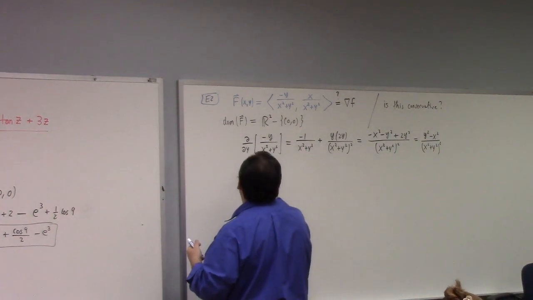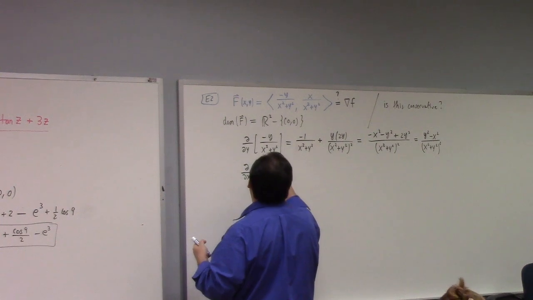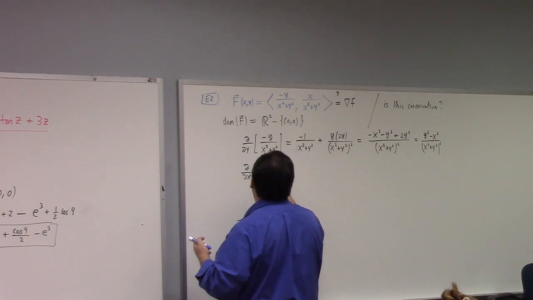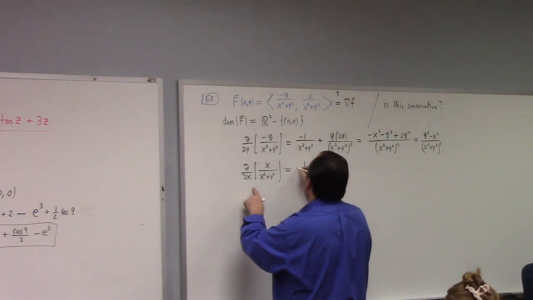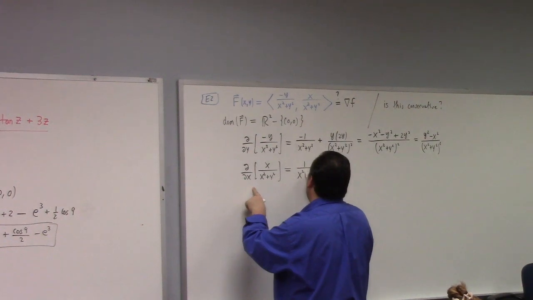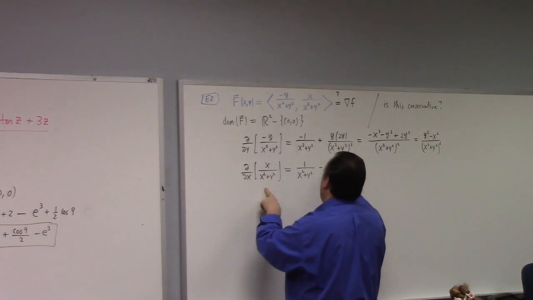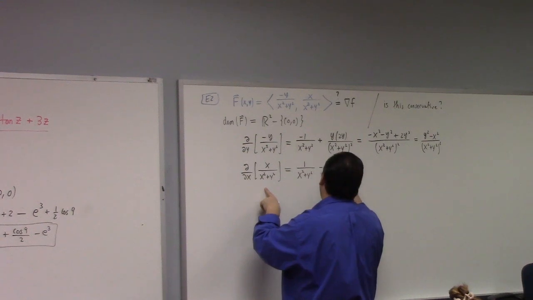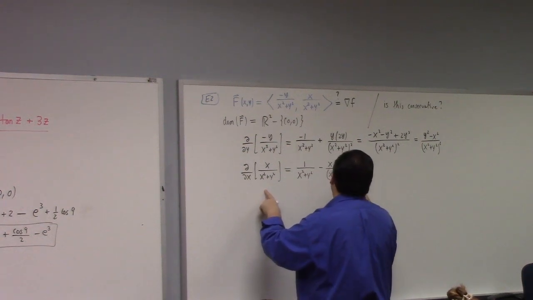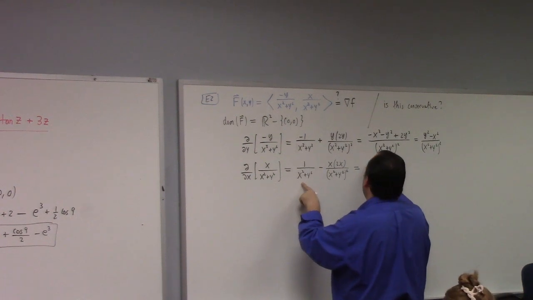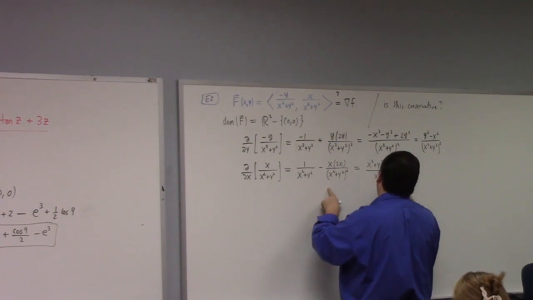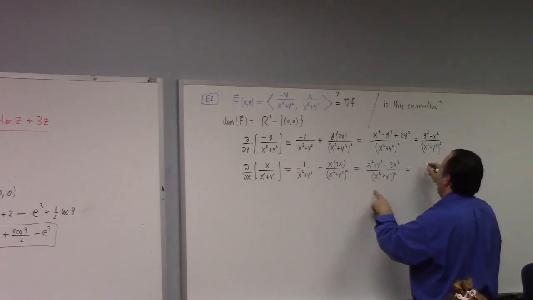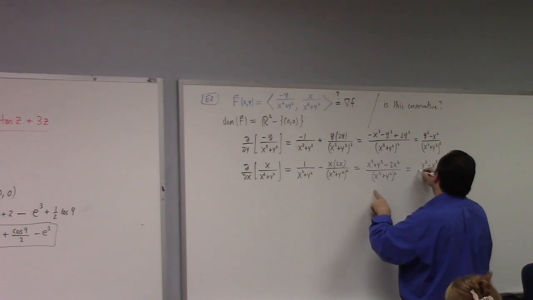But notice that the derivative with respect to x of the y component looks different in terms of the pattern. And that's a good thing. That's 1 over x squared plus y squared minus x times 2x over x squared plus y squared. Make a common denominator. We get x squared plus y squared minus 2x squared divided by x squared plus y squared, squared, which is, lo and behold, y squared minus x squared over x squared plus y squared, squared.